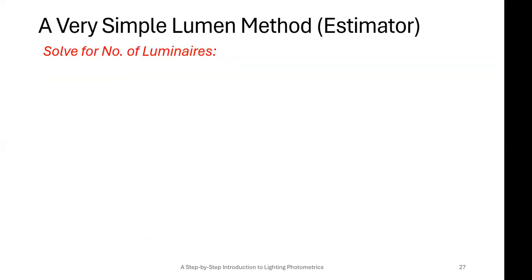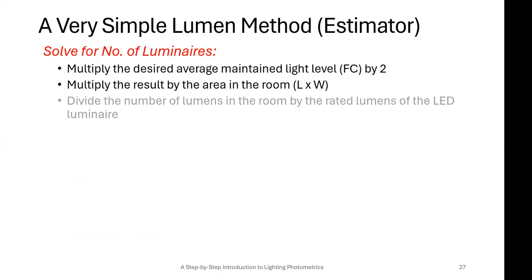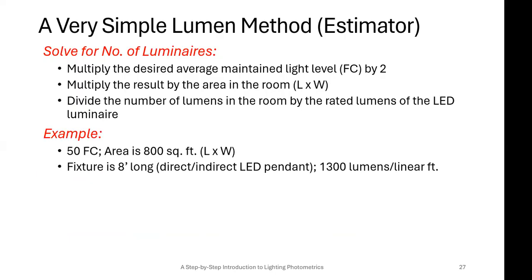Okay, so now what do we want to solve for? The number of luminaires. Multiply the desired average maintained light level by 2. Multiply the result by the area of the room, length times the width. Divide the number of lumens in the room by the rated lumens of the LED luminaire. The example we're going to do is kind of the inverse, where we've got 50 foot candles. The area is 800 square feet, that's the length times the width. The fixture is 8 feet long. We just saw that it was a direct indirect, and we've got 1,300 lumens per linear foot.